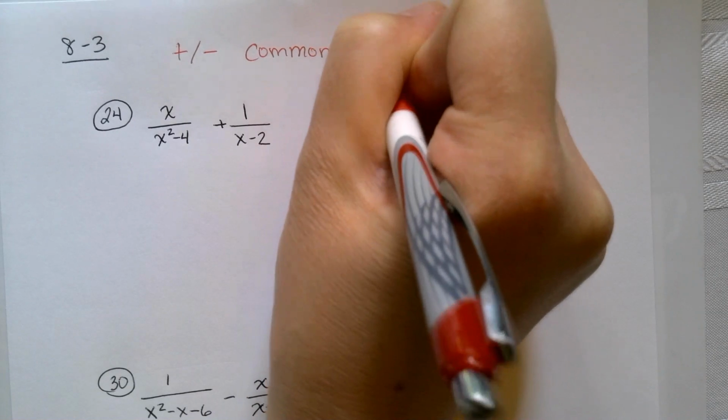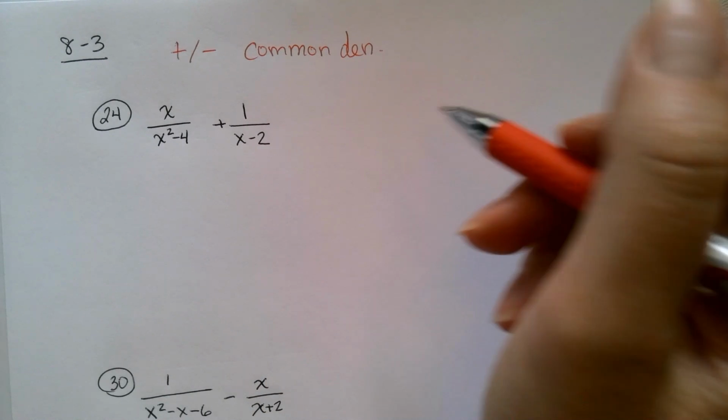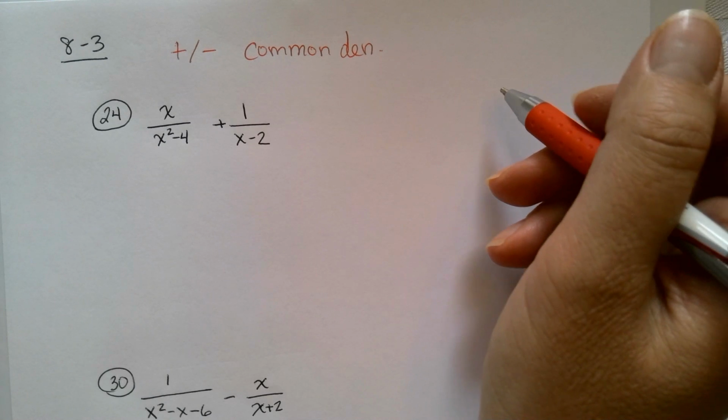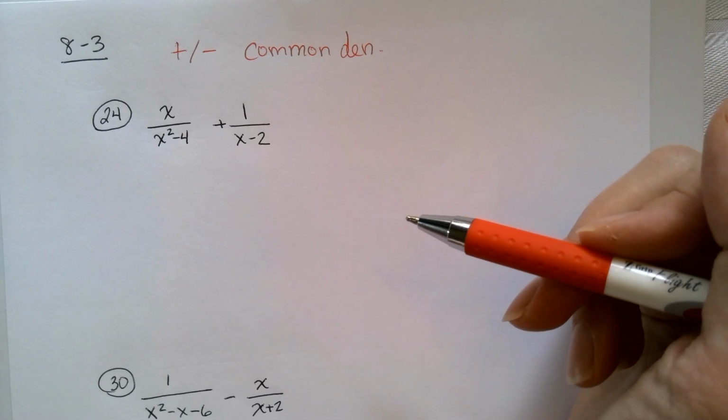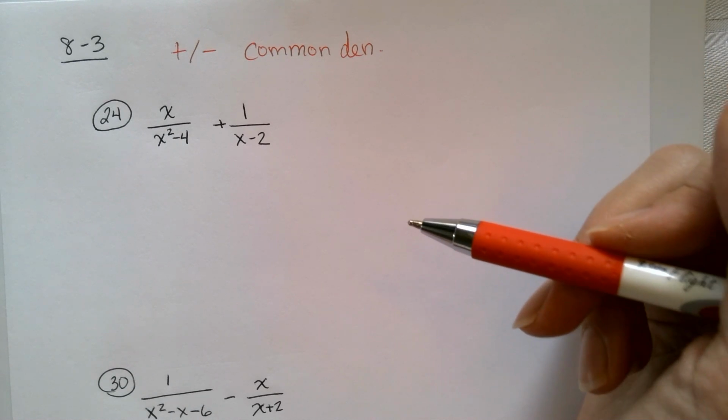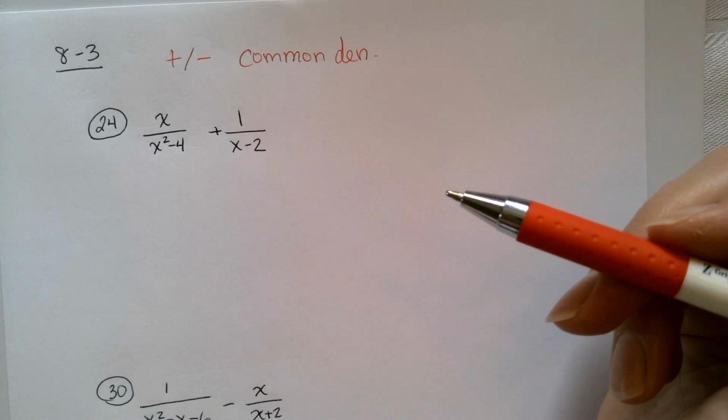All right, I did not need a common denominator. However, you cannot cross-cancel, okay? You cannot cross-cancel with addition and subtraction. And these rules get very confusing, especially when you're trying to take a quiz or a test and you're stressed out and things start getting mixed up easily.